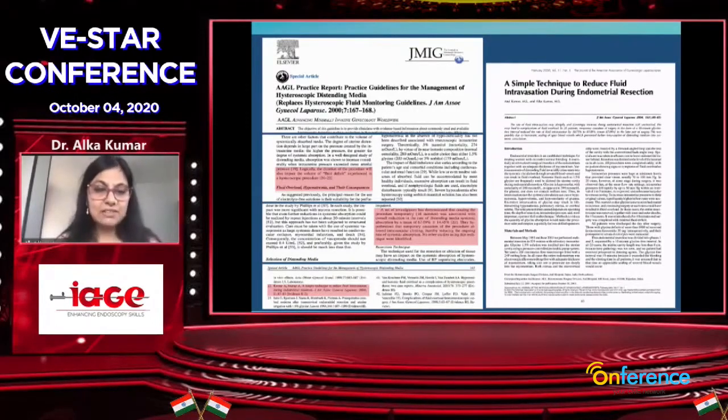One of our papers was actually included in the guidelines, and it describes a simple technique to reduce fluid intravasation. All that you need to do is just stop your surgery, wait for 10 minutes, and then restart. It brings down the absorptions by almost 67%, which is a physiological thing. It's just that it's hard to do.